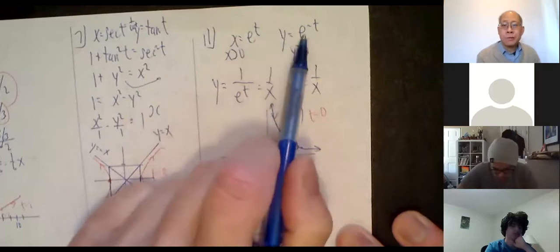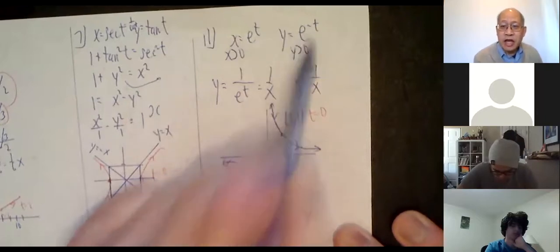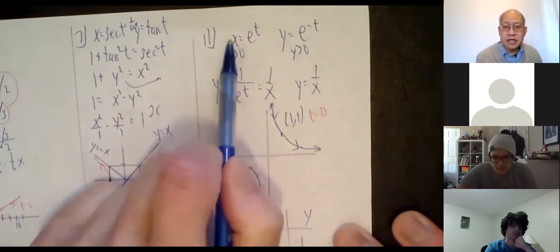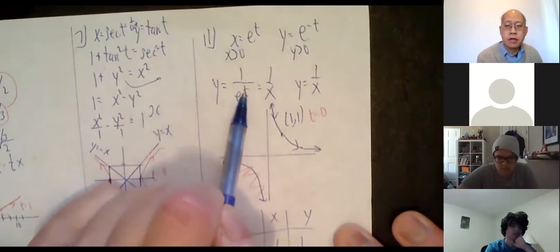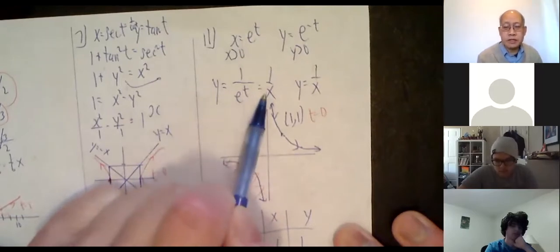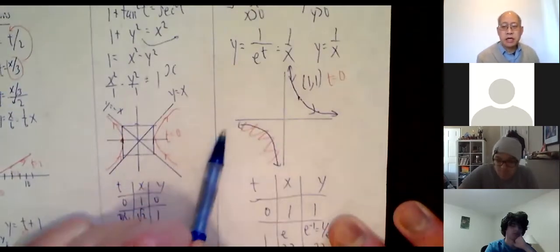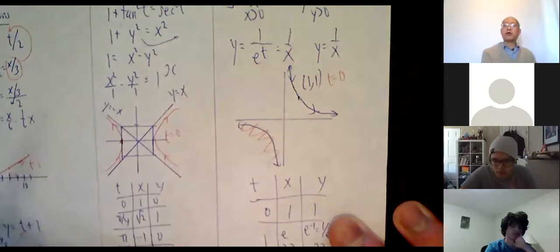Okay, now take a look over here. E to the negative t I can write as this, right? 1 over e to the t. But e to the t is x. It says so right here. So that's easy. Y is equal to 1 over x. Do you recall what 1 over x looks like? There's a branch like this and a branch like this. Or you can plug in some points.